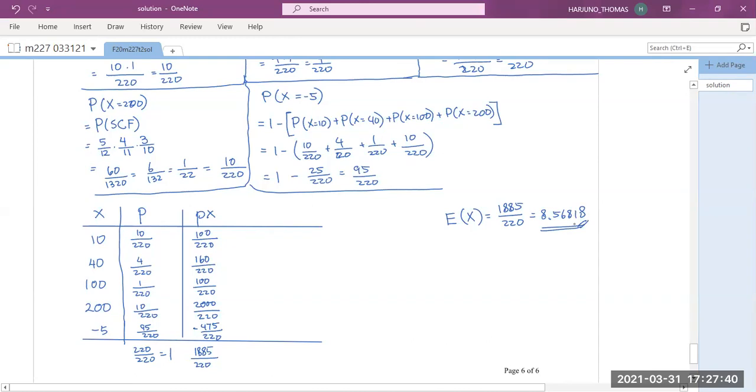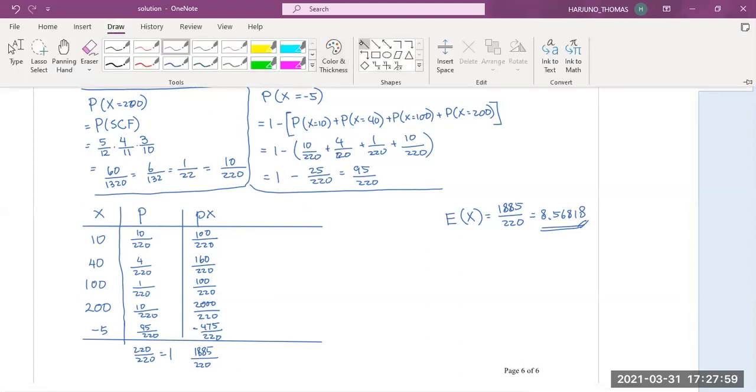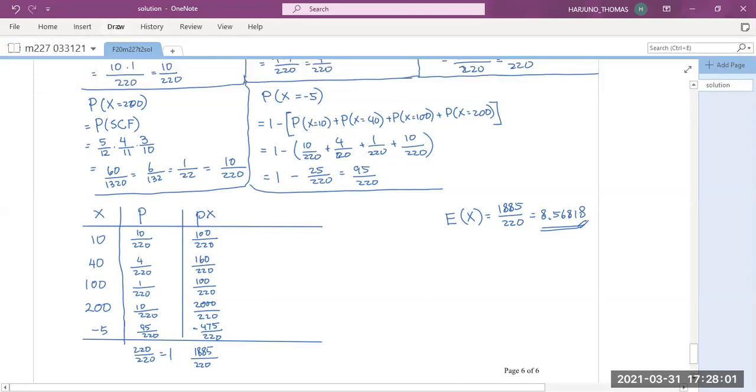It means if you keep on playing these games, on average, you will win, because this is positive 8, right? You will win on average $8.567 per game. So if somebody asks you, hey, you have this kind of game, will you play it in the long run to make money? The answer will be yes. The games that you don't want to play in the long run are the games where the expected value is negative for you.